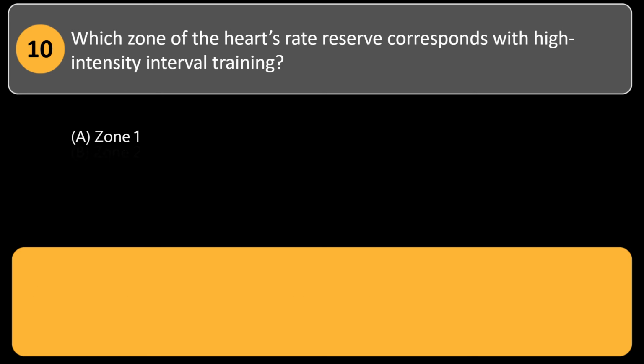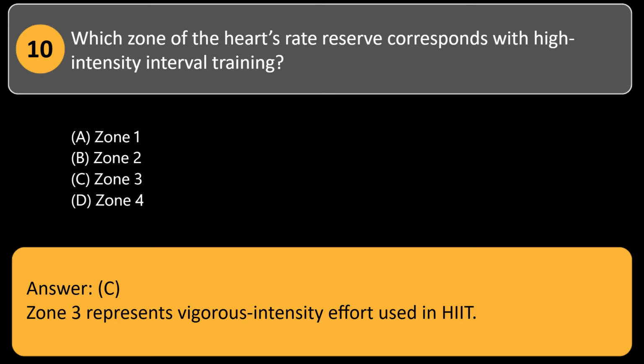Which zone of the heart's rate reserve corresponds with high-intensity interval training? A. Zone 1. B. Zone 2. C. Zone 3. D. Zone 4. Answer: C. Zone 3 represents vigorous intensity effort used in HIIT.